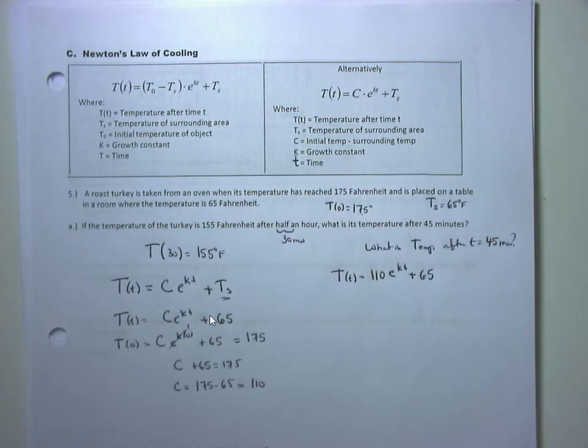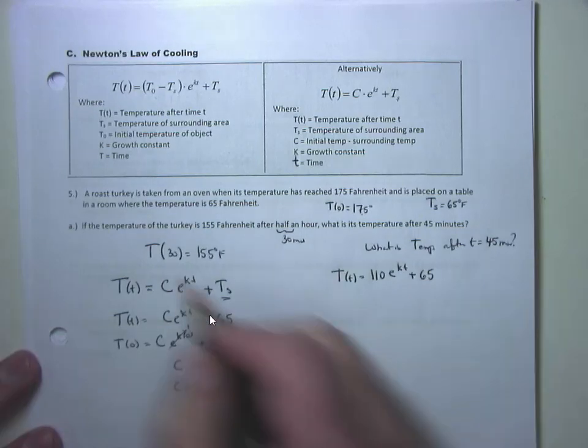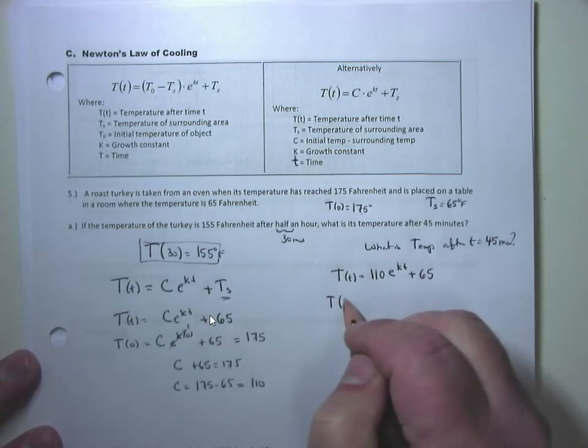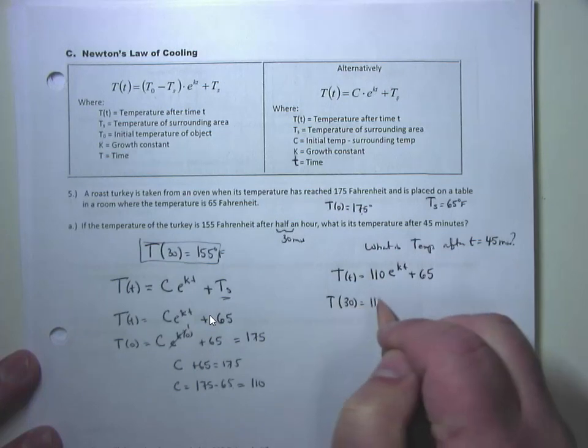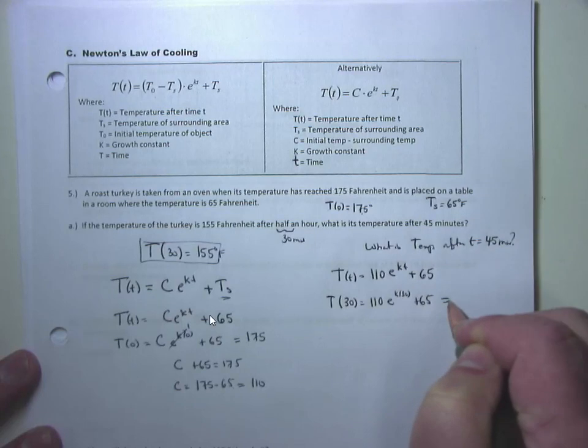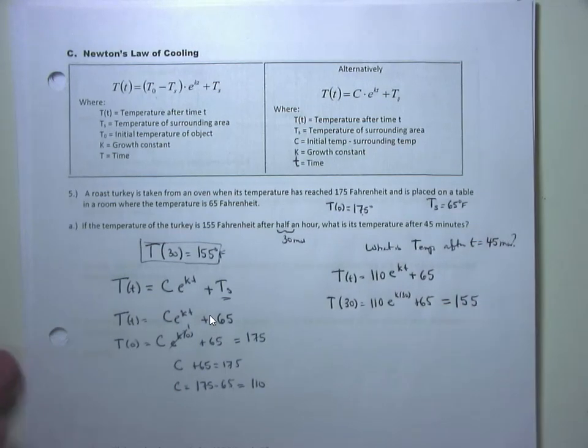The goal is to get this mathematical formula, the modeling equation. Now I need to solve for k, but I had to find that big C first, and I did that through the initial temperature. Now, I'm going to use this information: after 30 minutes, the bird was 155 degrees. So T of 30 minutes equals 110 e to the k times 30 plus 65, and that will be equal to 155. Now you got your equation.